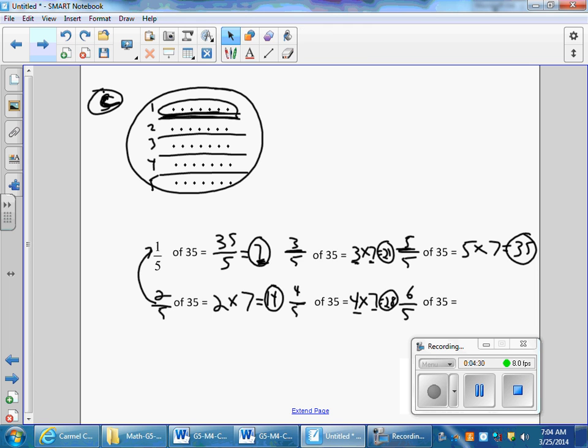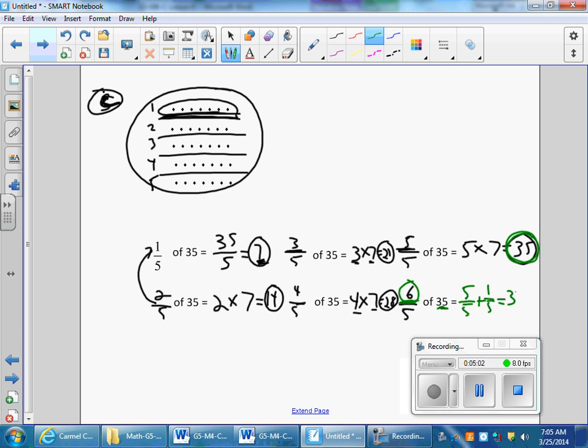Now, the last one is interesting because I have an improper fraction. I have more than 1 whole set. So I'm already thinking that my answer should be more than 35. It's more than 1 whole. 1 whole set in this case is 35. I can also look at it as 5/5 and 1/5. 6/5 is 5/5 and 1/5. 5/5 was 35. And 1/5 was 7. So 6/5 is going to be 42.